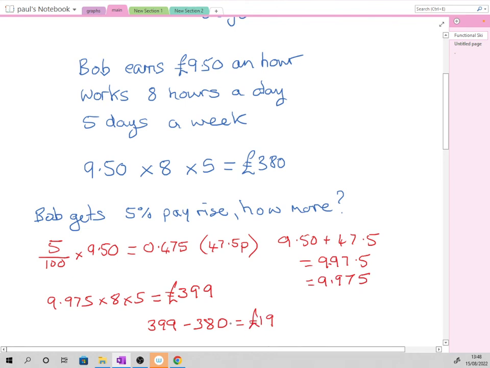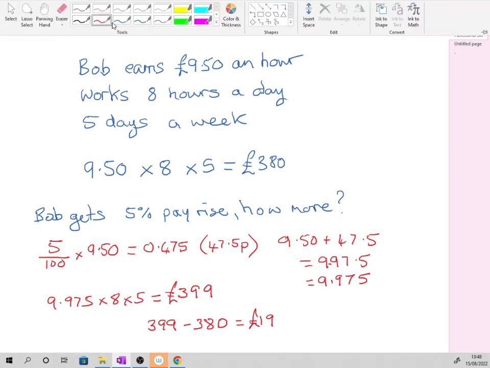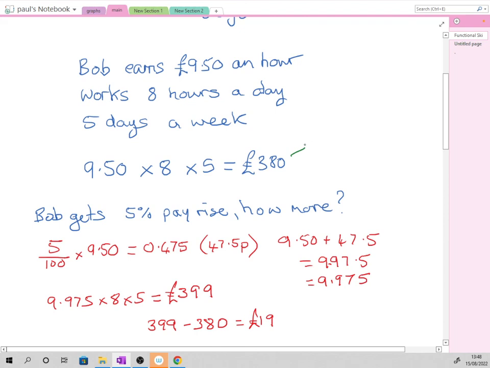Right. What about the other way of doing this? Just find 5% of the weekly pay. That must be better. So 5 over 100 times 380. Let's do that. 5 divided by 100 times 380 equals 19. Oh, what a better way of doing it. So there's two ways you can do it. You can find your 5% pay rise per hour, multiply it by 8 by 5 and then find the difference, or just work out what 5% of the weekly pay is, because that's his pay rise. Much better.